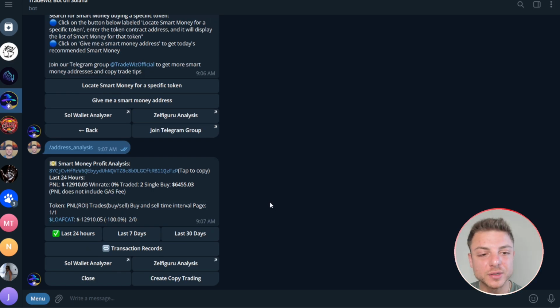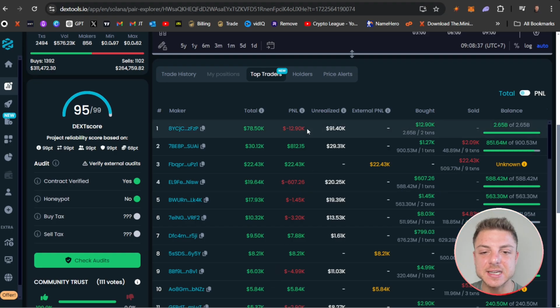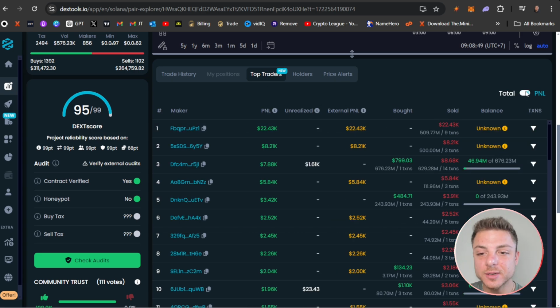If I was to come into TradeWiz bot and analyze this wallet, you can see it's telling me that he's down $12,900. The reason is that he's never sold, so overall this person is not in a profit. I do want to be analyzing addresses that have an overall profit and loss, where you can see they've actually bought in and also sold and they have a total profit and loss.